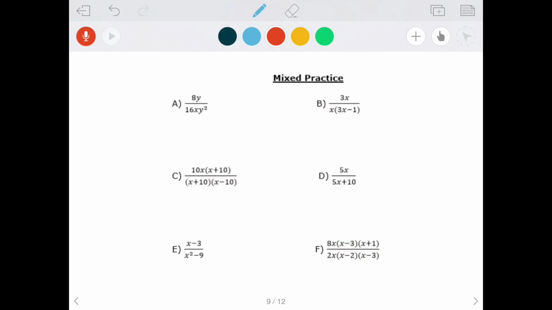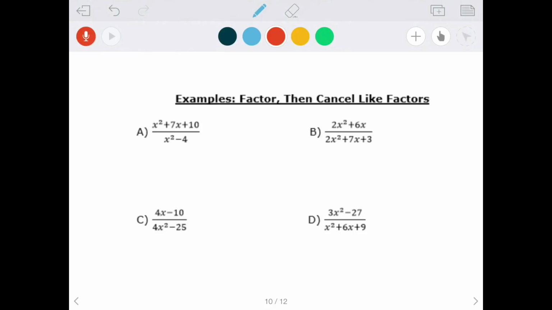You are going to do mixed practice now, and then when you get done with mixed practice, you can move on and continue examples of factoring and then canceling like factors. Welcome back. This is the final example section of canceling like factors. So in this section, we have to factor before we cancel our like factors.